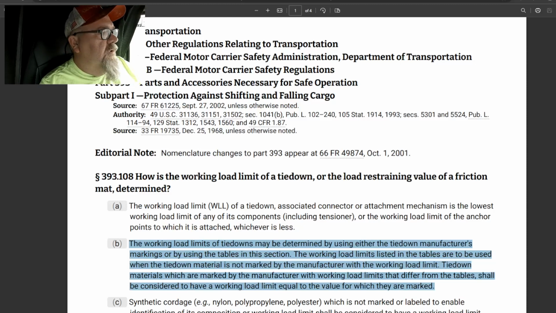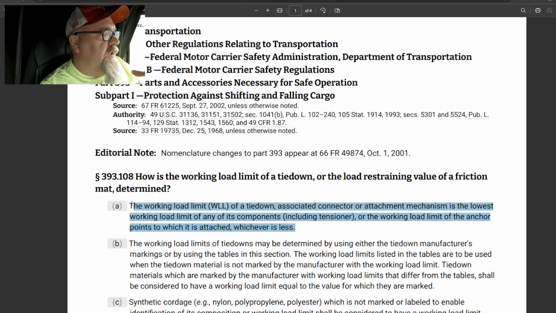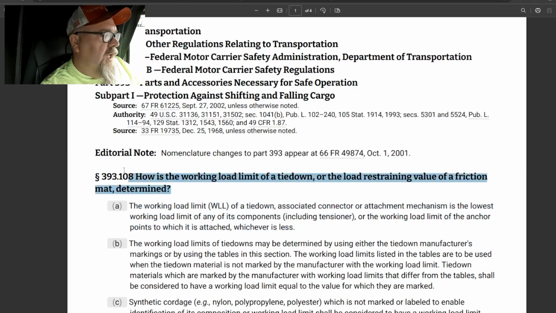All right, welcome back everyone. So what we're going to do today is, we've already discussed working load limits. As you can see on your screen, I brought up the most up-to-date section of the FMCSA 49 CFR 393.108. So this is going over working load limits and aggregate working load limits.